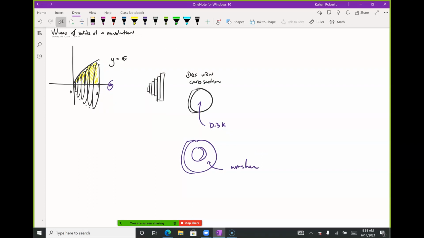So what's key here, and we're going to develop this formula, is that whenever we do the disk and washer method, we're going to be perpendicular to the axis of revolution. That initial rectangle we draw perpendicular to the axis of revolution. So disk method: draw rectangle perpendicular to the axis of revolution.